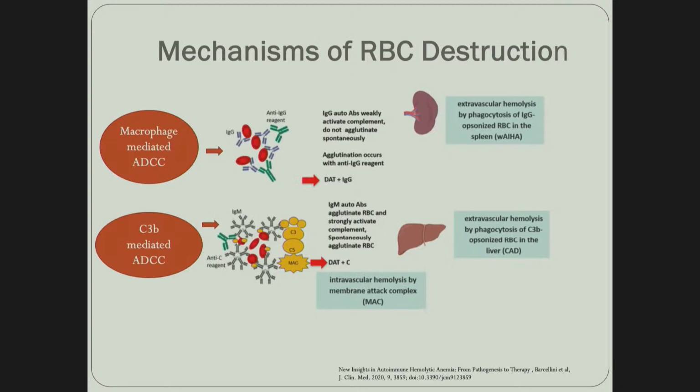So these are the basic mechanisms of RBC destruction. Your IgG warm type of antibody activates macrophage mediated antibody dependent cell cytotoxicity, and these coated cells will be removed by the spleen, where extravascular hemolysis happens, and the spleen further actively produces autoantibodies. Whereas your cold agglutinins, anti-complement, will activate complement mediated antibody dependent cell cytotoxicity, and can cause intravascular hemolysis by activating the membrane attack complex, and extravascular hemolysis does happen in the liver. So you can see splenomegaly in warm type, whereas in cold type you can feel hepatomegaly.